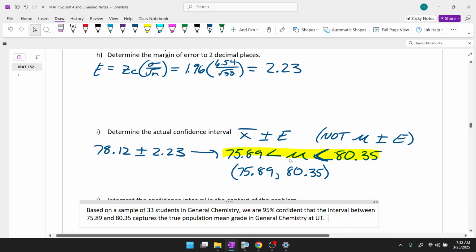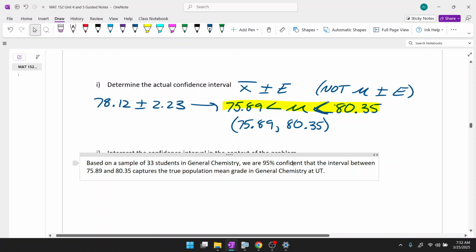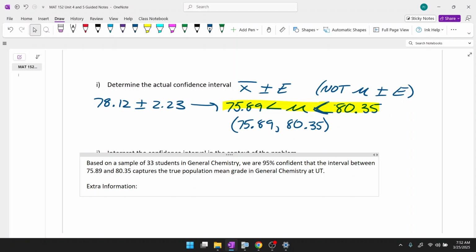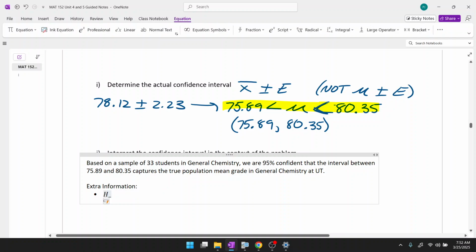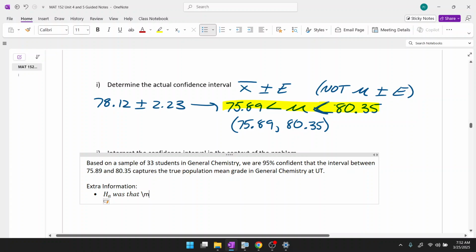Now, one thing that you'll notice here, and you don't have to point this out, is kind of extra information. We remember that the alternative hypothesis was that the mean is greater than 75.